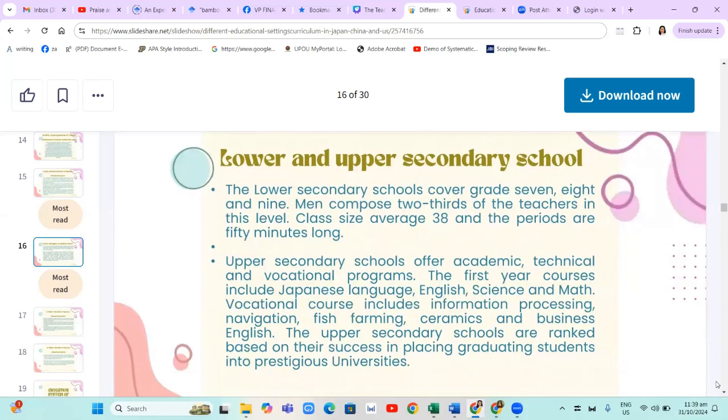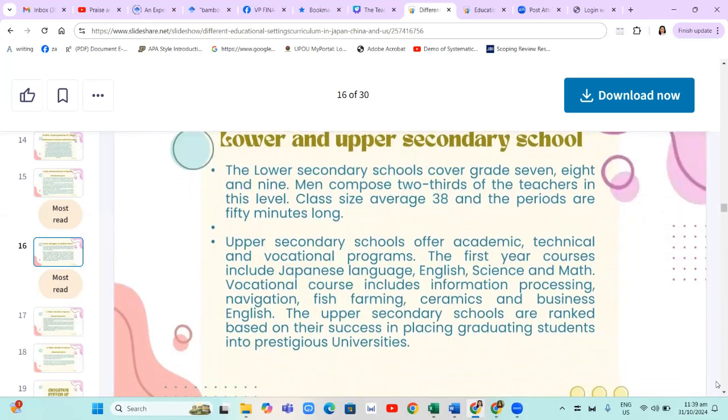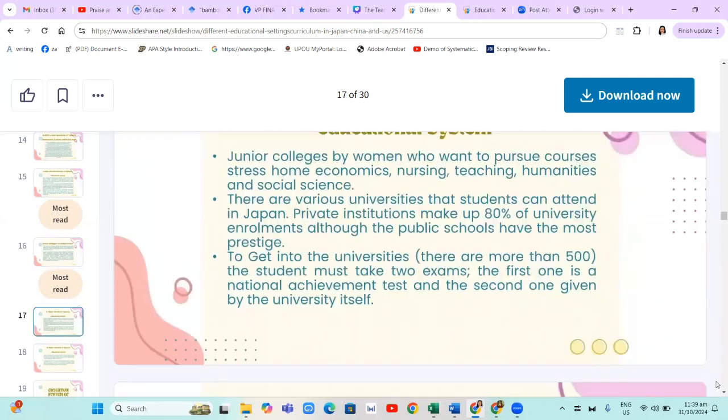The lower secondary school covers grades 7, 8, and 9. Men compose two-thirds of the teachers at this level. Class size averages 38 and the periods are 50 minutes long. Upper secondary schools offer academic, technical, and vocational programs. The first year courses include Japanese language, English, science, and math. Vocational courses include information processing, navigation, fish farming, ceramics, and business English. The upper secondary schools are ranked based on their success in placing graduating students into prestigious universities.